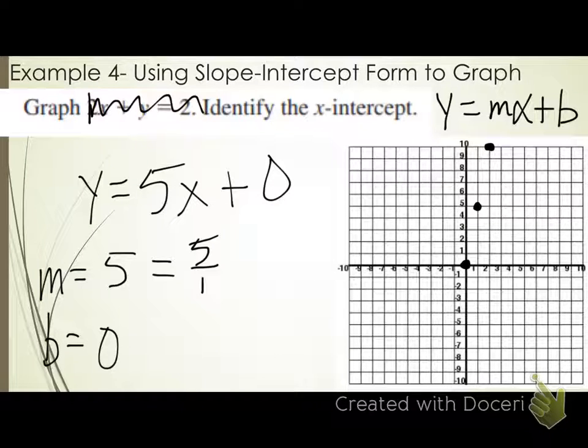What do I need to do next? Change my sign. So, Ryan, which two directions am I going? You're going down 5, then to the left 1. Down 5, left 1. Very good. Connect my points. Add your arrows. There's my graph.